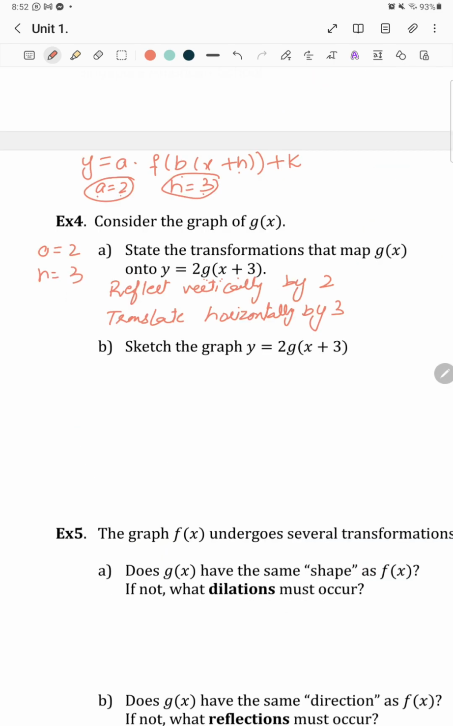Okay, sketch the graph y is equal to 2g of x plus 3. So for x y, what changes do we have to encounter? We need to reflect vertically by 2, so it's going to affect the y values and y would be 2y. Translate horizontally by 3, so it's going to be x minus 3.